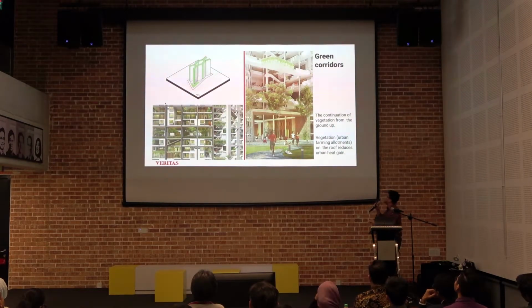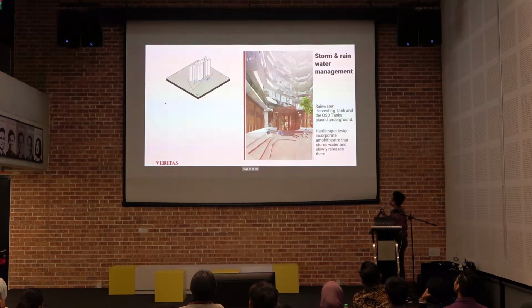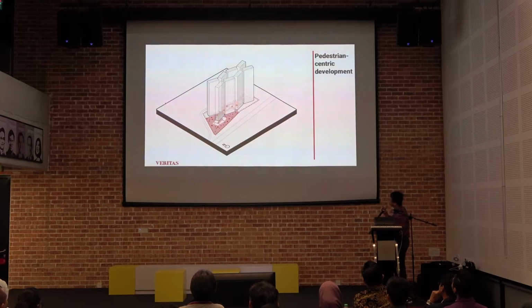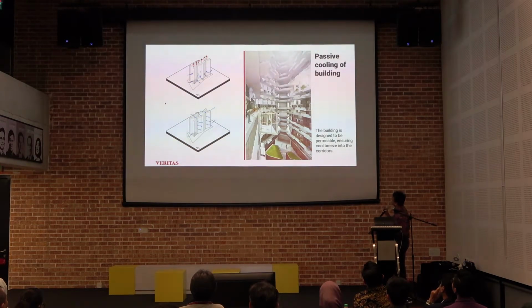Okay, so of course we have green corridors that stretch from top to bottom. We really thought of storm and rainwater management. We use landscape design strategies to store stormwater, and an OSD tank. The pedestrian-centric environment is very important to us to complement our idea of abandoning the car. That's the plaza that we create that links all the way into the heart of the city, the building.